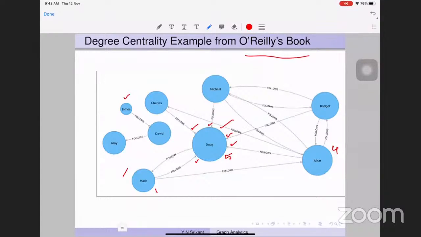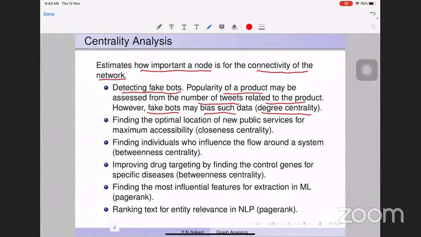So degree centrality is related to the in degree and out degree of the node. So it basically tells you what is needed here. For a product, if the number of tweets, which is related to the out degree, is very large, and if the number of follows, which is related to the in degree, is very large, then people will say, okay, so many people are following the tweets of this product, therefore it must be a very popular product. So this can be assessed based on degree centrality.